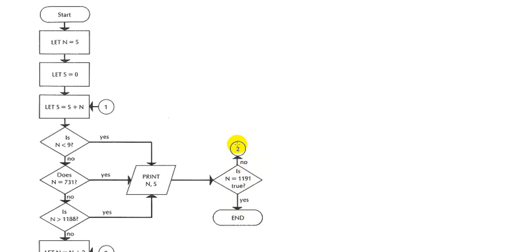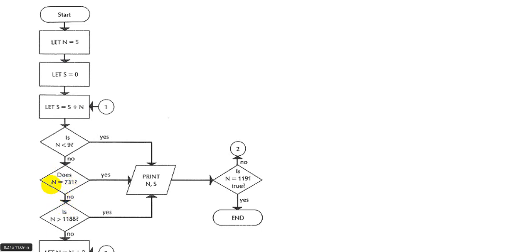If it's no, we go back again to the second step procedure, as you can see in front of you, which asks: is n bigger than 9? Yes, print n and s all over again. If not, after the verification of 9, we verify whether n equals 739.